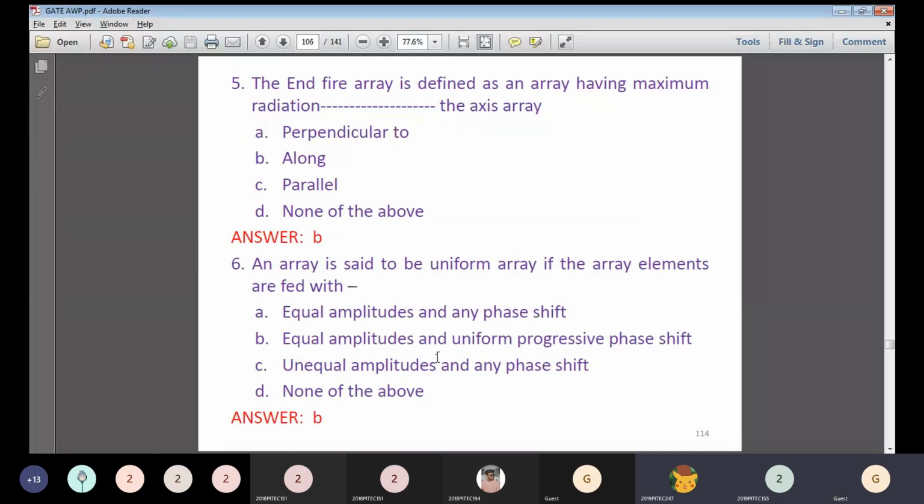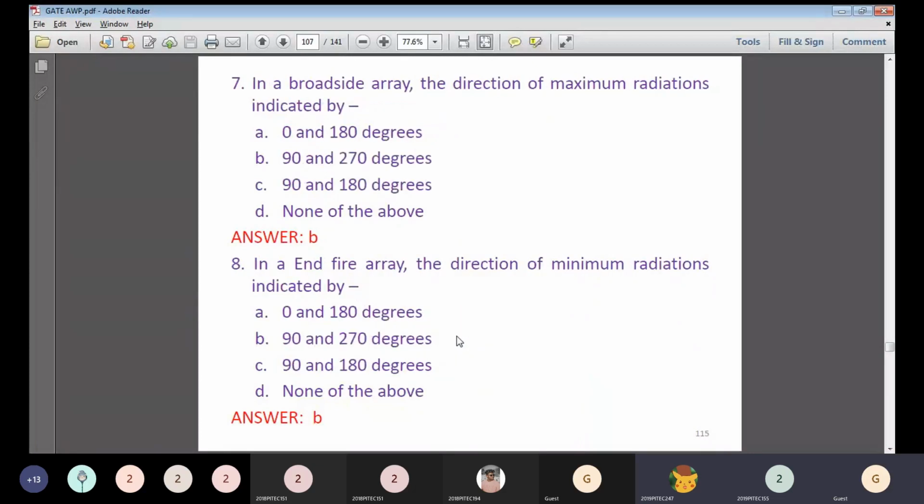Okay. Next, an array is said to be a uniform array if the array elements are fed with equal amplitude and uniform progressive phase shift. Okay. Next, in a broadside array, the direction of maximum radiation is indicated by 90 and 270.